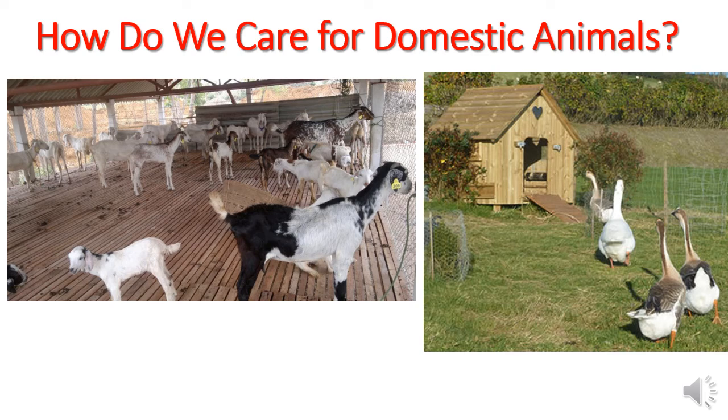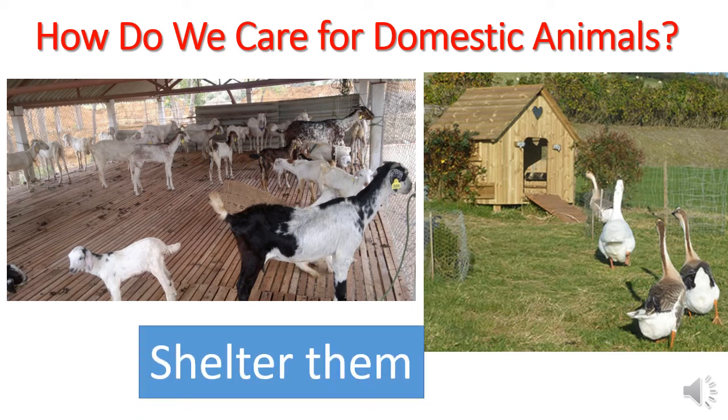Here we have goats and ducks. These are also domestic animals. They are found in their shelter. Excellent. They have a specific place to live in. So what should I do for them? I have to give them water. I have to give them food. And I have to shelter them. I have to give them a home.